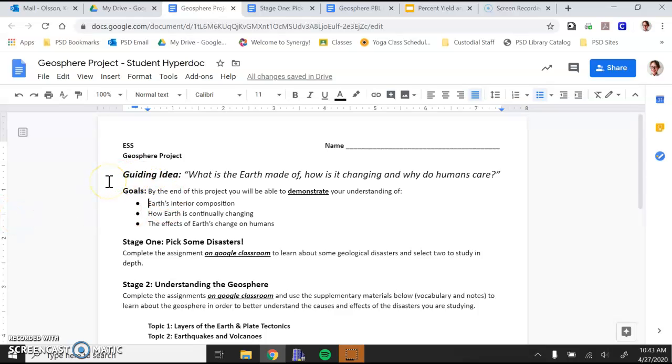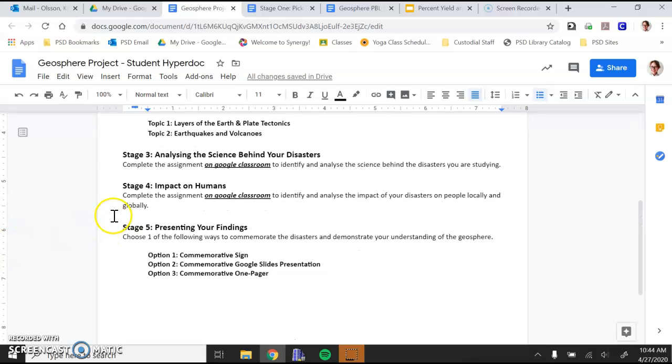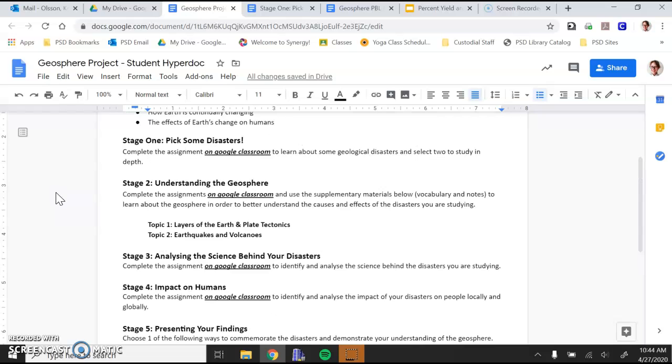So the guiding idea for our Geosphere unit is, what is the Earth made of, how is it changing, and why do we care? The goals are that you will be able to demonstrate your understanding of the Earth's interior composition, how Earth is continually changing, and the effects of Earth's changes on humans. The lens that we're going to use to look at this is geological disasters, which are pretty fascinating, in my opinion. So this project will happen in 5 stages over several weeks.